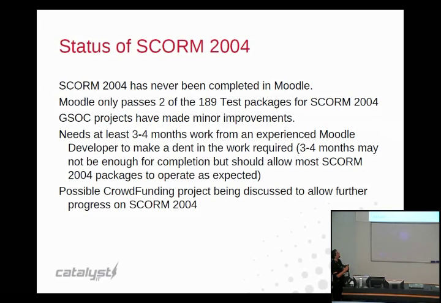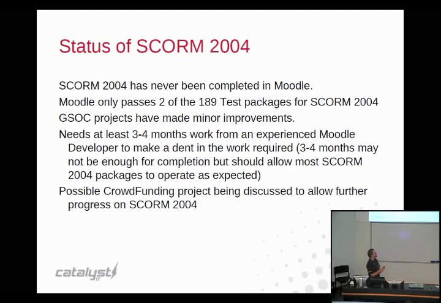We really need about 3 to 4 months worth of work from an experienced Moodle developer to progress SCORM 2004 to a point where it's actually doing well. And 3 to 4 months is a significant investment for most organisations. I get emails probably about once a week asking about the status of SCORM 2004, and my response is normally, how much money are you willing to put towards the project? I get responses anywhere between $50 to $1,000, and that's just not coming close to the amount of funding required for 3 to 4 months.